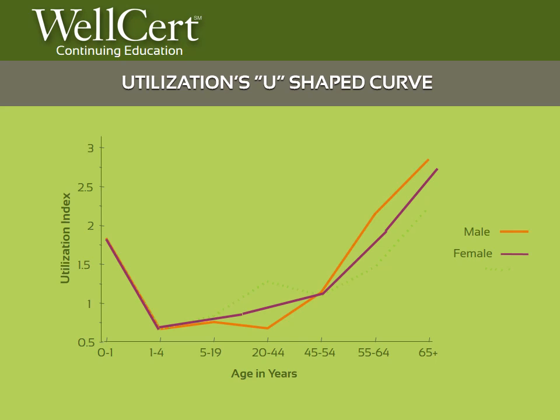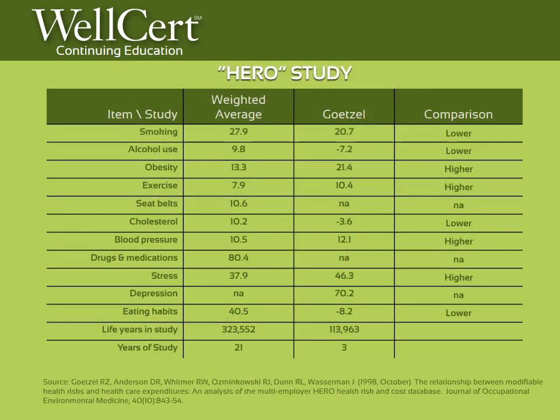Now, for the HERO study, we're going to take the weighted average from those 6 studies we looked at earlier. That's the 323,552 life years in the study. The Getzel HERO study basically found these numbers. Again, the NA means they didn't look at that particular variable. The comparisons give you an idea of higher and lower, but you can see that they're pretty close in terms of the ballpark they're in.